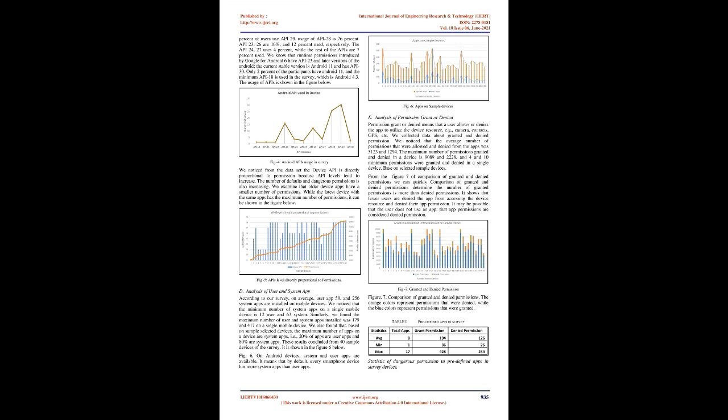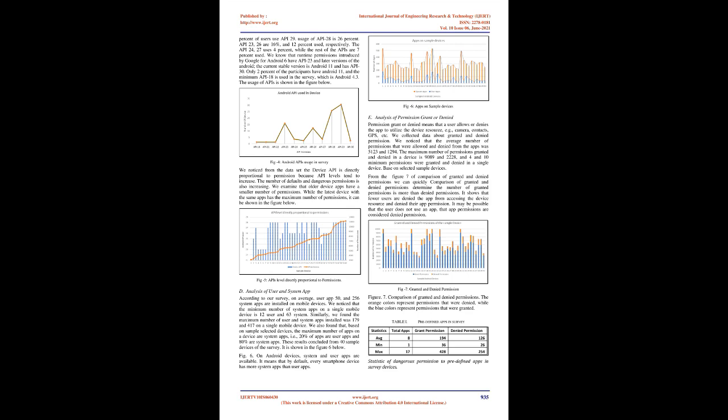From Figure 7, the comparison of granted and denied permissions, we can quickly determine that the number of granted permissions is more than denied permissions. It shows that fewer users denied the app from accessing the device resource and denied their app permission. It may be possible that the user does not use an app, so that app's permissions are considered denied permission. Fig-5, API level directly proportional to permissions.